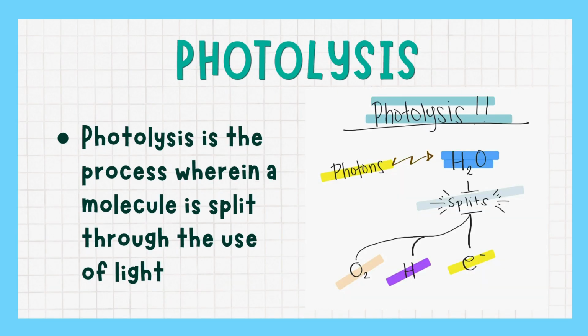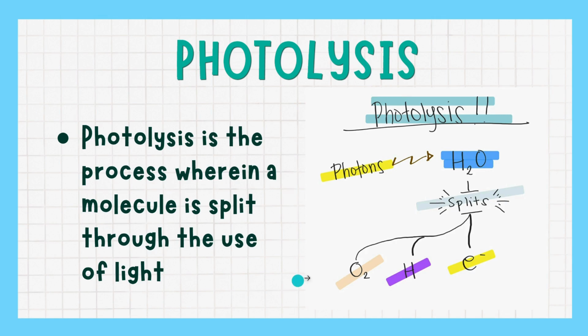Now, what is photolysis? Earlier, natackle ko na to. So photolysis is the process wherein the molecules split through the use of light. So in the example on the right side, the photolysis occurs in the first part of the electron transport chain sa photosystem 2.